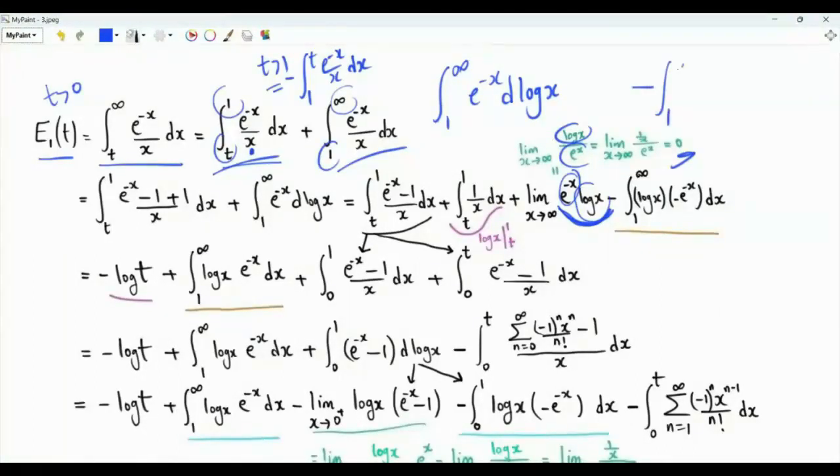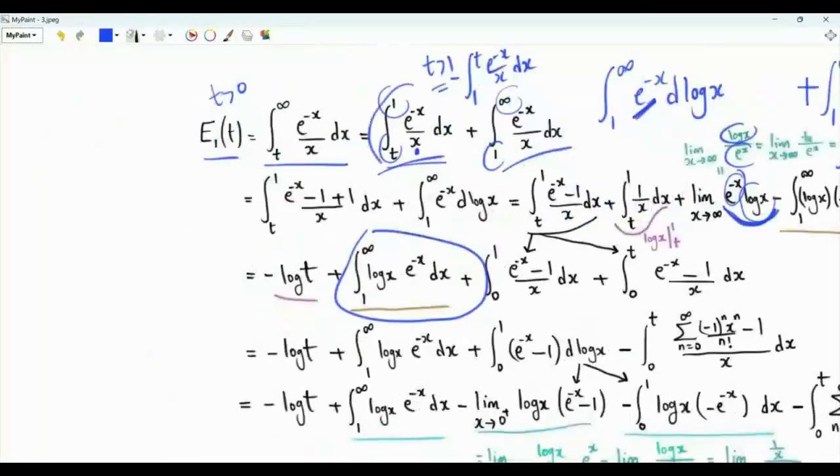Then we have minus the integral from 1 to infinity of log x, the derivative of this, e to the minus x dx, times minus 1. So we get this here. This looks very much like the integral we have studied. The only difference is that this is from 1 to infinity, not from 0 to infinity. What about this one?